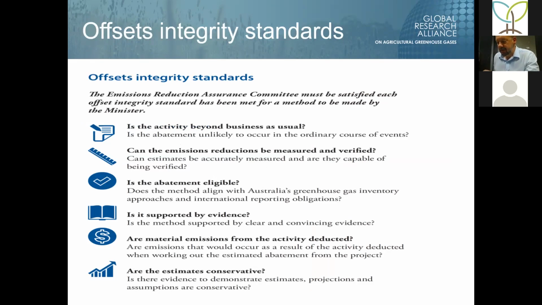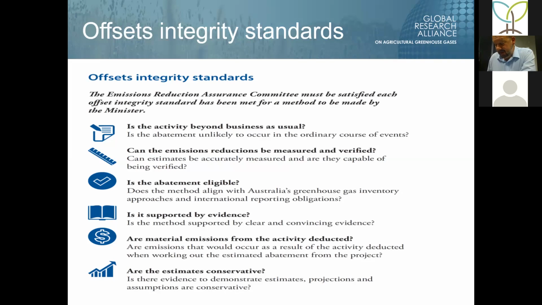As I've mentioned several times before, the offset integrity standards are a key component of methods. Just to briefly go over those, we have the additionality requirement. It means that the project or the activity is not business as usual. For farmers, business as usual can be quite diverse. Some businesses will consider some activities normal, and some farmers will consider activities foreign. It needs to be able to be measured and verified. We need to be able to make sure that the abatement is occurring. As I've said, it needs to be eligible. It needs to be able to contribute to our targets.